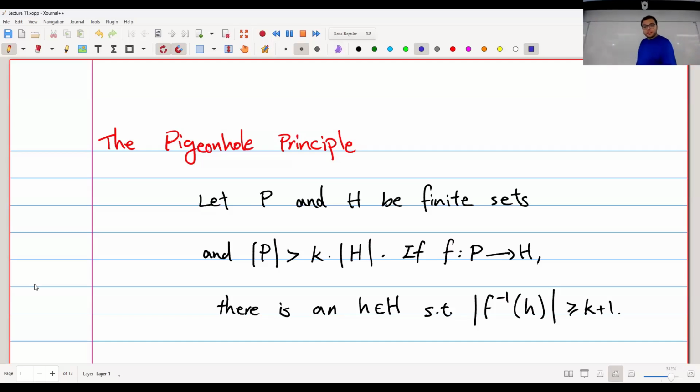Today we're going to start with something very trivial, and then we're going to make it harder and harder as we go on. So we're going to start with the pigeonhole principle. It's a very simple principle. Let's say I have a set of pigeons and a set of holes, and I'm putting the pigeons into the holes. If the number of pigeons is more than k times the number of holes, then there is a hole that has at least k plus 1 pigeons in it.